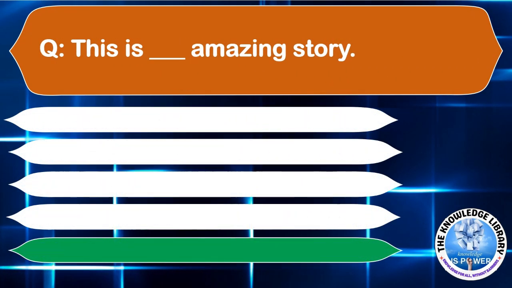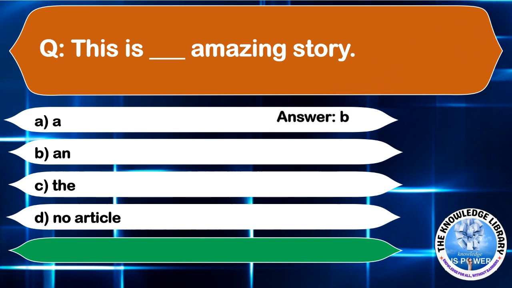This is dash amazing story. Option A. Option B, an. Option C, the. Option D, no article. The correct answer is option B, an. Moving to the next question.